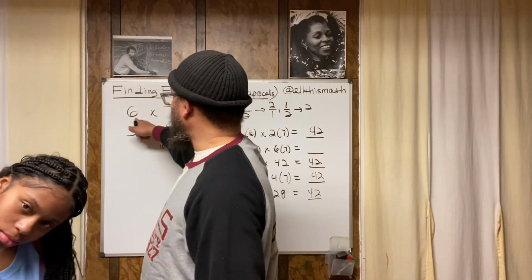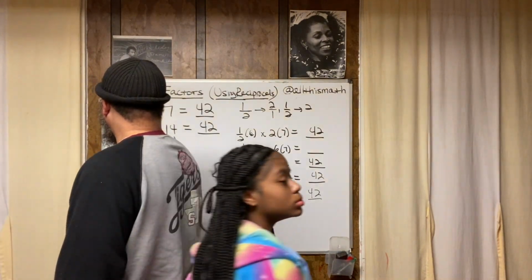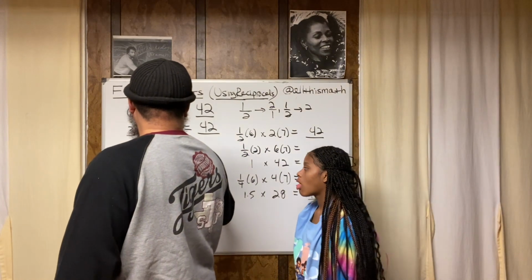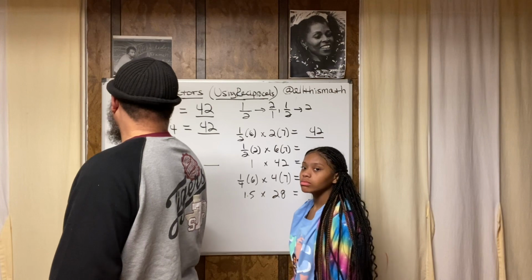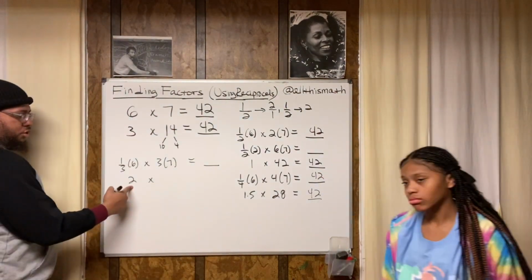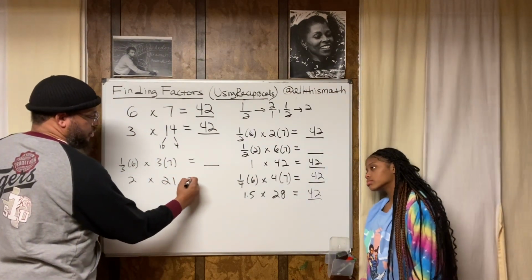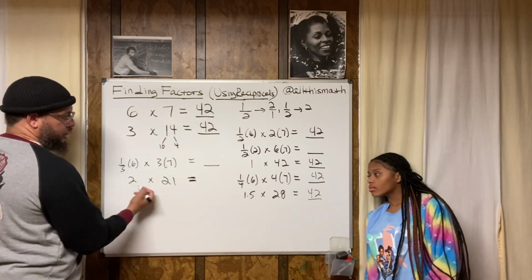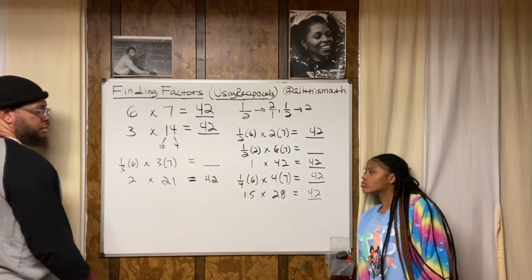So if I do 6 times 7, but I do 1/3 of 6 times 3 times 7, I know that's going to be 42. But look, 1/3 of 6 is 2. 3 times 7 is 21. So that's how you find 2 more factors of 42: 2 and 21. 2 times 21 is 42.